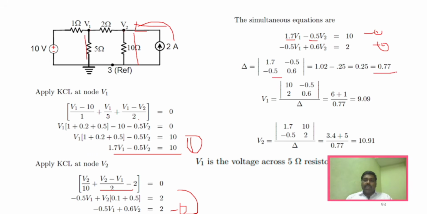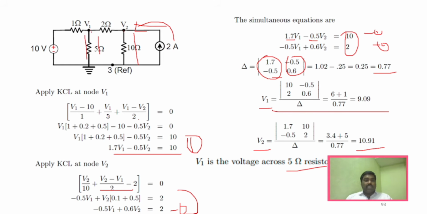This is the delta value, and for finding V1, this value will be replaced by 10 and 2, and we will find the V1 value divided by delta. Similarly for V2, this value will be replaced by 10 and 2, and you will obtain V2 here. And the question is, we need to find the voltage across the 5 ohm resistor, this particular resistor.